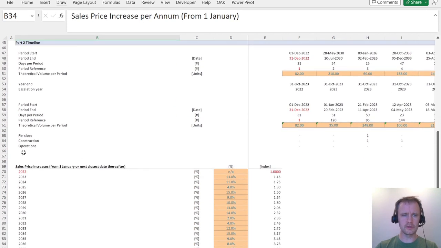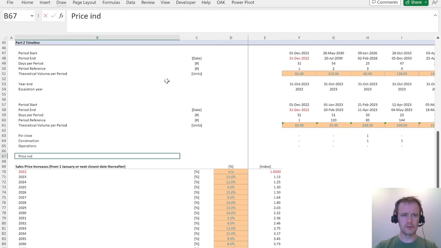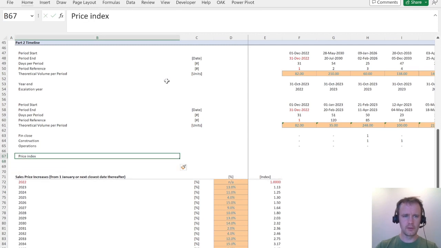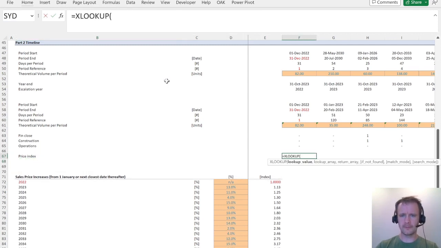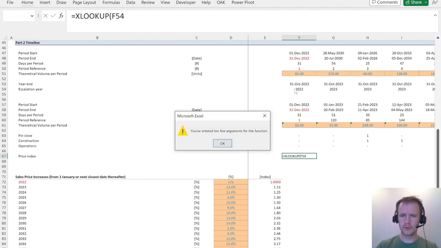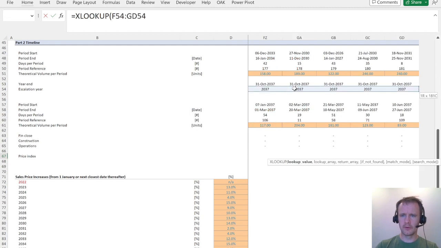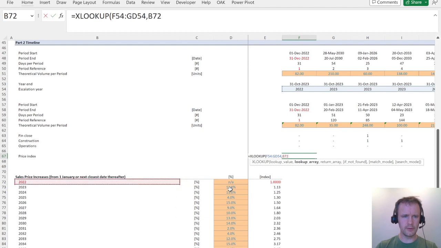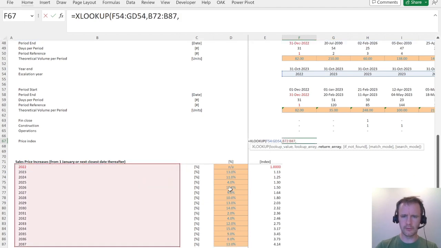So, sales index, price index. It's just going to be XLOOKUP. This in, actually, let's be a little more efficient. This in here, wait, in here, sorry, returning from here.